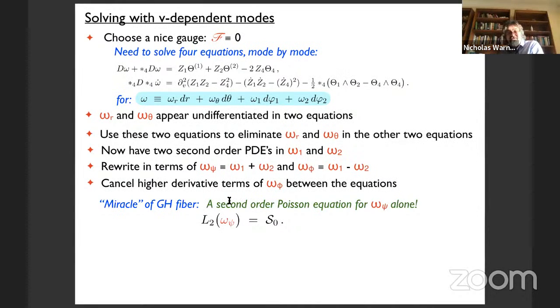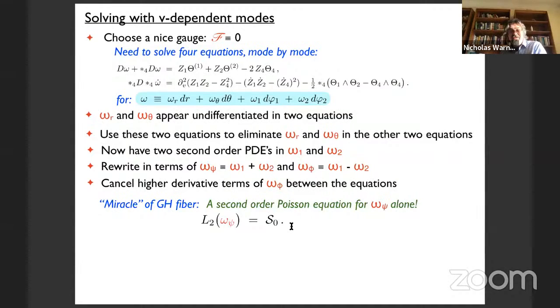What actually happens is that you can cancel out the omega phi completely. For some reason I don't fully understand, but it happens. I call it the miracle of the Gibbons-Hawking fiber. The end result of doing this elimination is you wind up with a single second order, almost, not quite the Laplacian, it's got slightly different first derivative terms, acting on omega psi is equal to some source.